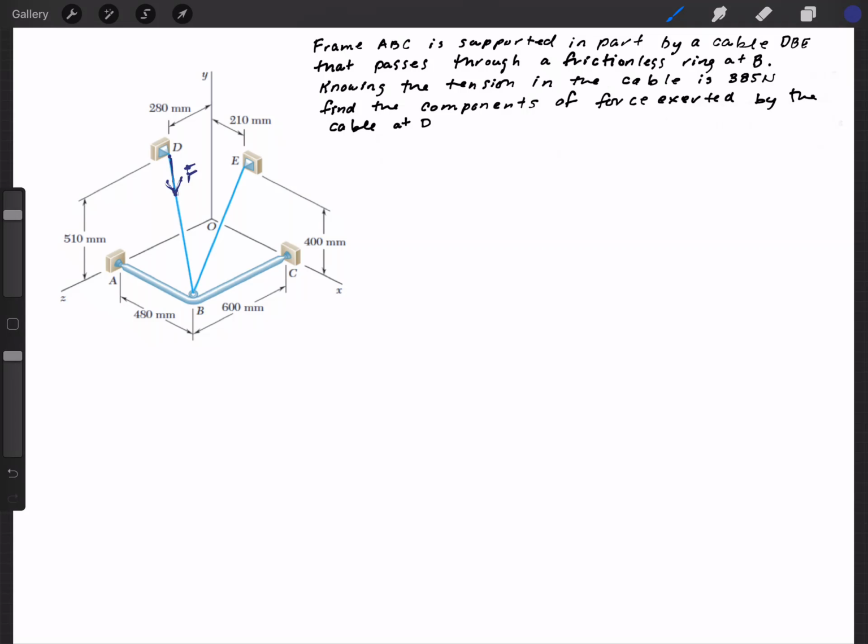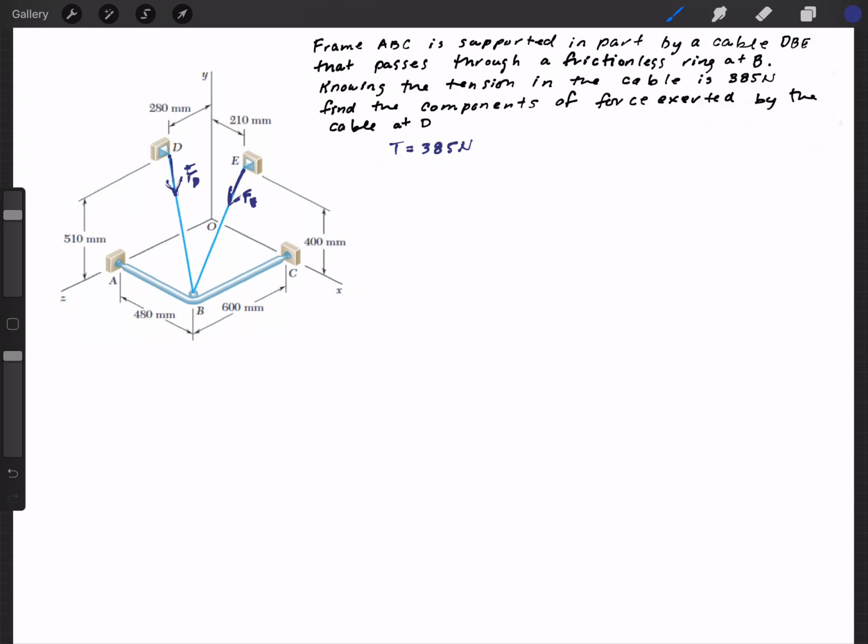We know the cable is continuous between D and E and through that ring at B, and that the ring is frictionless, so the tension in the cable is the same 385 newtons no matter where I am. This is the force at D, this one is the force at E. It has to be that, otherwise the cable would be moving until it comes to static equilibrium. Once it's in static equilibrium, the tension is the same throughout the cable.